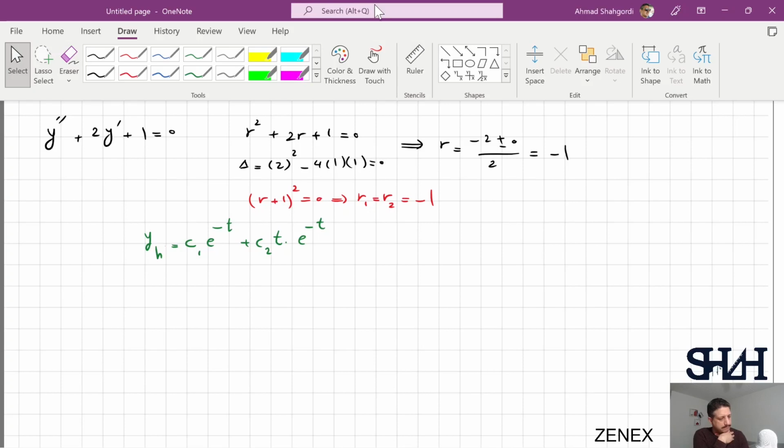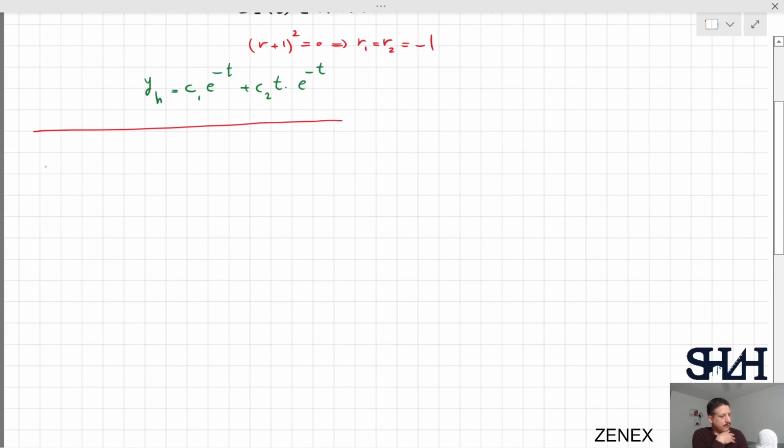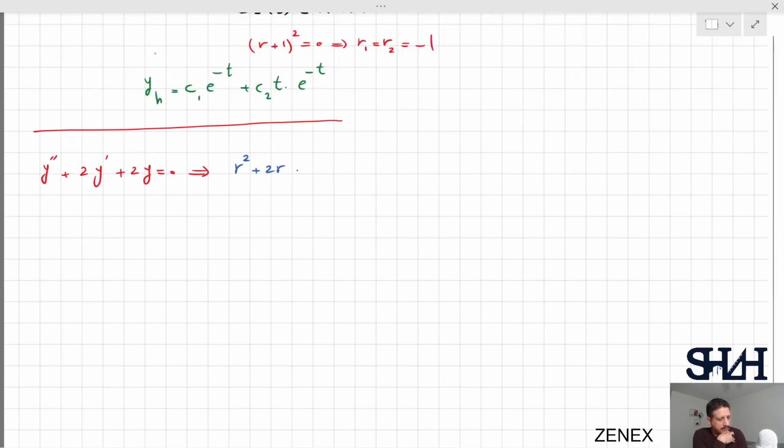The next example would be second derivative of y plus 2y prime plus 2y equals 0. Characteristic equation r² plus 2r plus 2 equals 0. And delta will be 2² minus 4 times 1 times 2, which is minus 4. And then r will be minus 2 plus minus square root of 4 divided by 2.